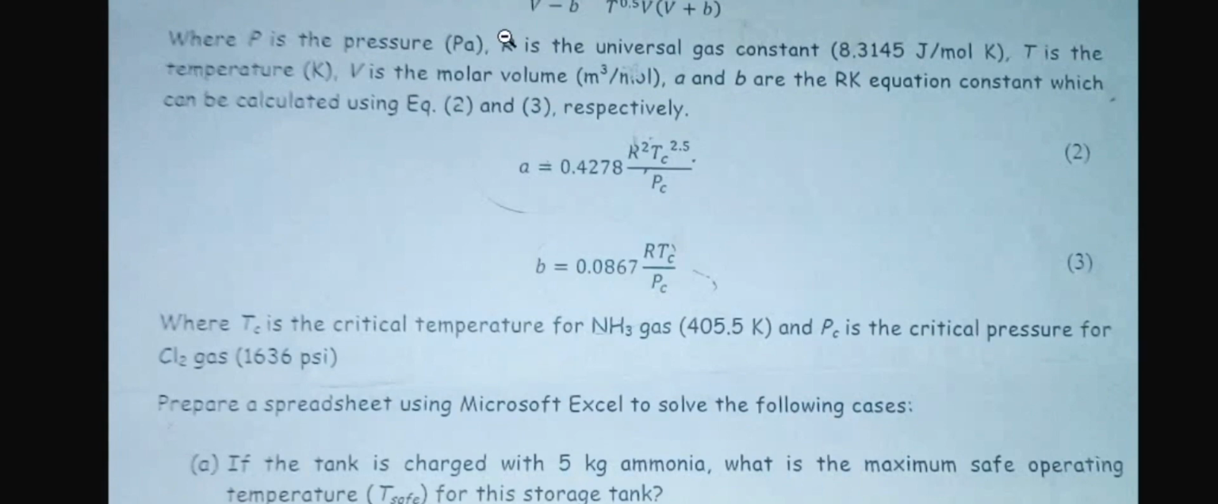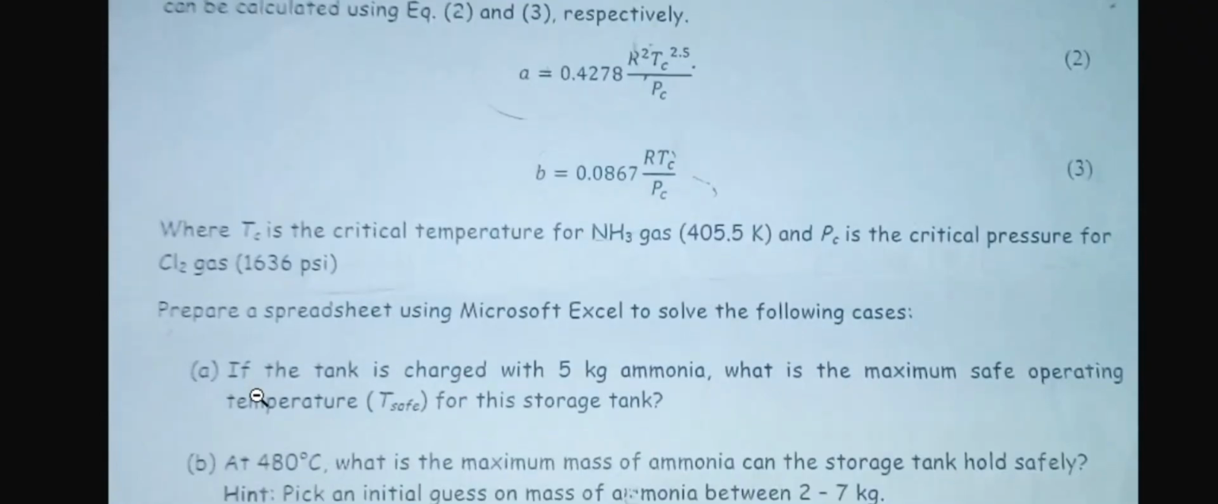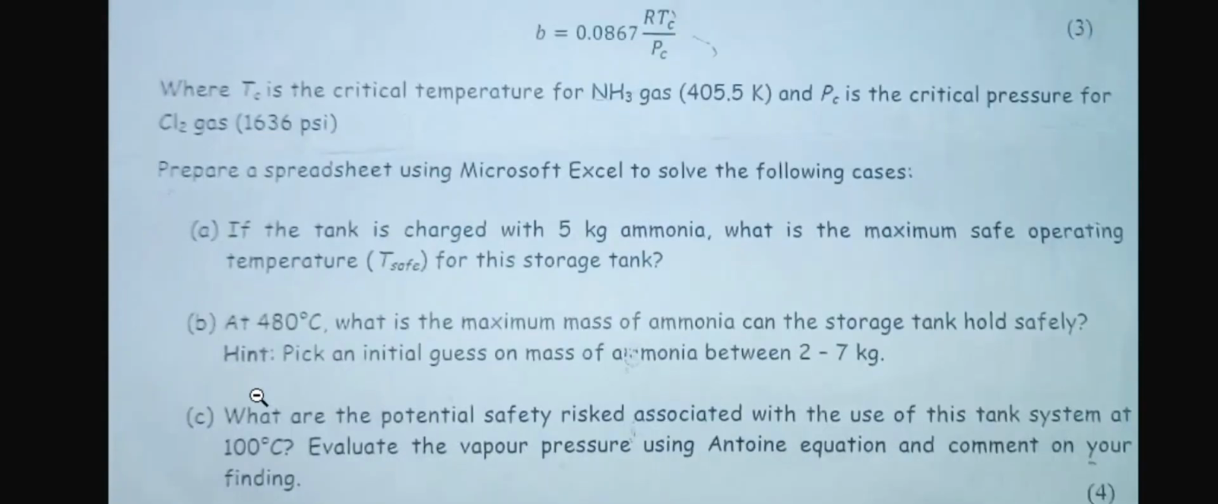Now remember that our equation told us that our pressure is in pascals, so we are supposed to convert our values of pressure given in psi to pascals. Now, the main question is to prepare a spreadsheet using Microsoft Excel to solve the following cases. The first one says if the tank is charged with 5 kg ammonia, what will be the maximum safe operating temperature, T safe, for the storage tank?